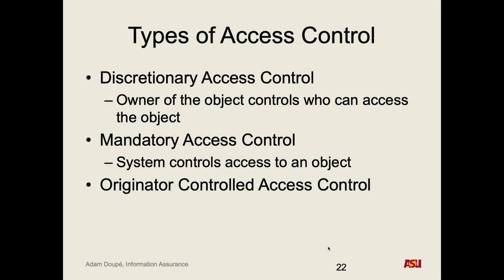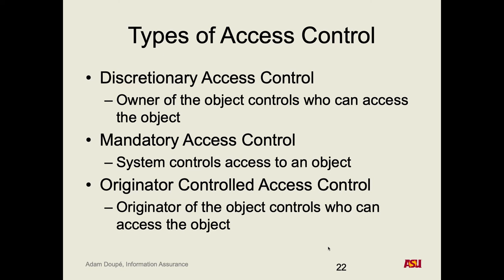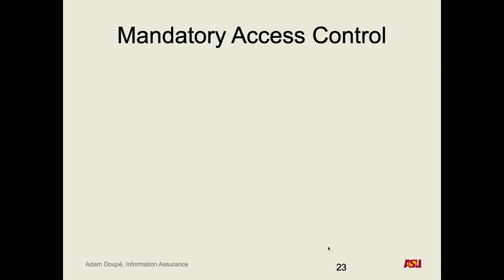Another nice thing would be, can the originator of the object, the person who creates that object, decide who has access to that object? Do these distinctions make sense? Cool. So we're going to look at this in a historical context, so we can see why it's important. We'll look at mandatory access controls.